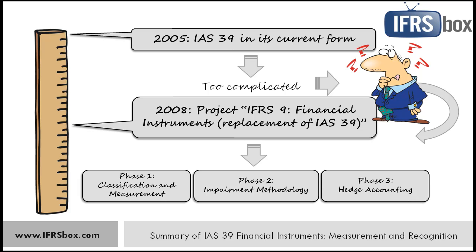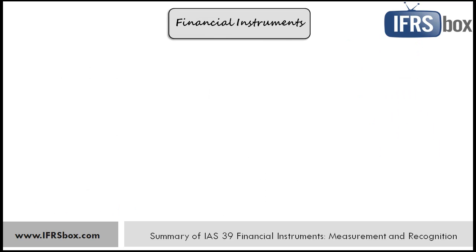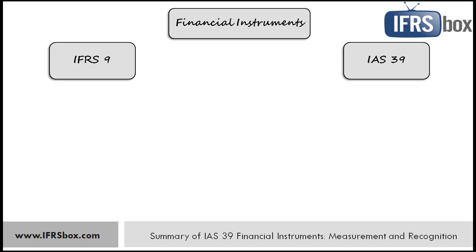So where are we now? Phase 1 has already been completed, and currently we have IFRS 9 that deals with classification and measurement of financial assets and financial liabilities. Phases 2 and 3 are still in progress, but not very far from full completion. So, in fact, as I make this video in February 2012, there are currently two standards dealing with financial instruments: IFRS 9, the new standard, and IAS 39, the old standard.